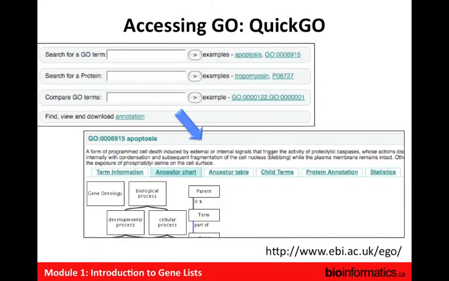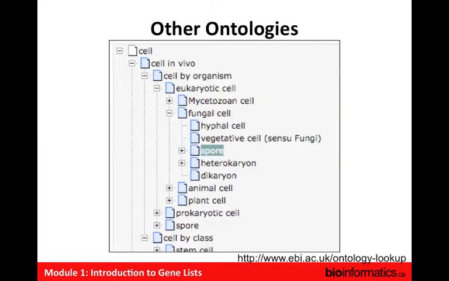So a good place to get information about gene ontology is QuickGo. If you type QuickGo into Google or type in this URL, then you can search for a GO term, or search for a protein, or compare GO terms. And that chart that I showed you in one of the previous slides is accessible from this page as well. So you can navigate through this hierarchy of gene ontology information. You can see statistics about the GO term. And if you're just looking to get familiar with gene ontology, this is a good place to browse around, just to get an idea of the types of information that's available.